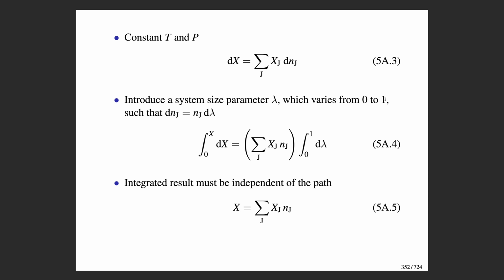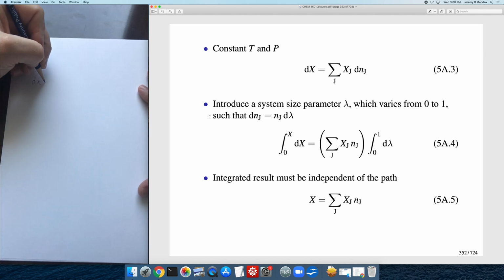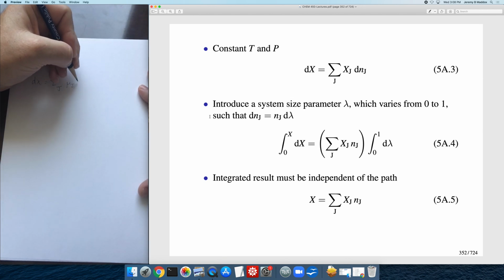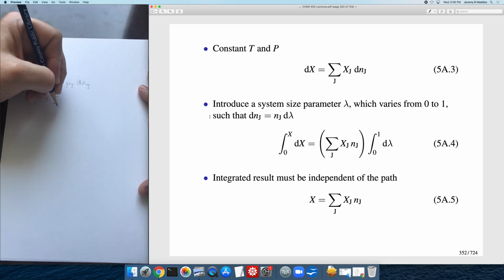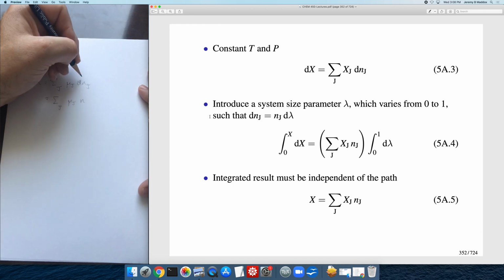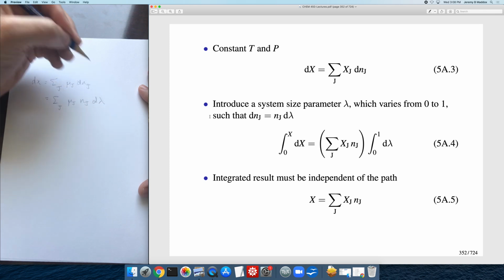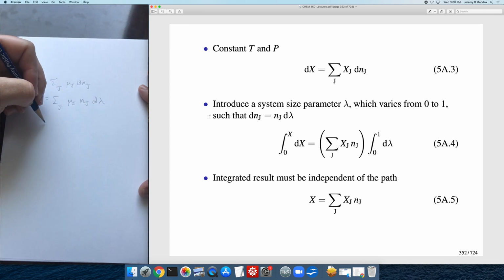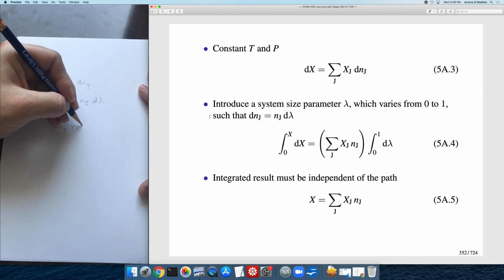Lambda varies from 0 to 1. When lambda is 0, the system has 0 size. When lambda equals 1, it's at the full size. And so we can introduce a change in the number of moles of component J by taking the number of moles of component J when the system is at its full size and multiplying by this d lambda. If I take this expression that we have and substitute in for the change in the number of moles of J, I get this expression here, which can be factorized out of the sum.